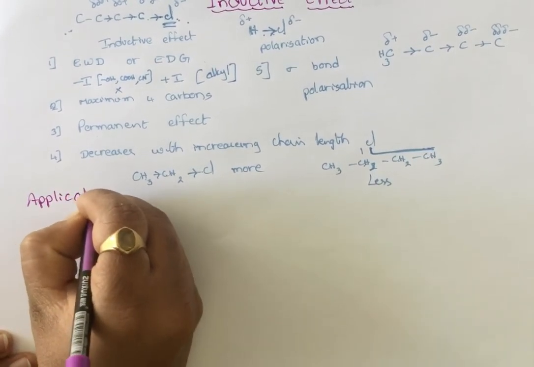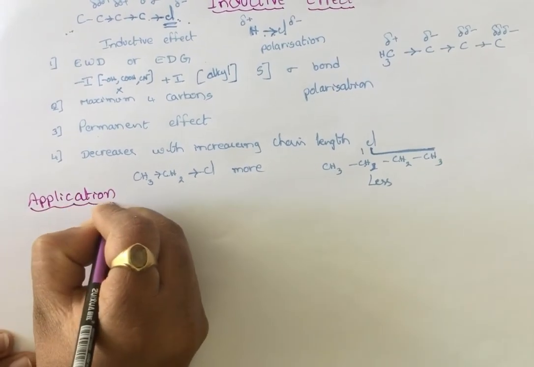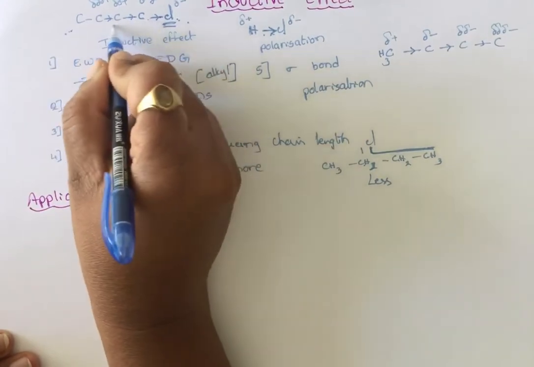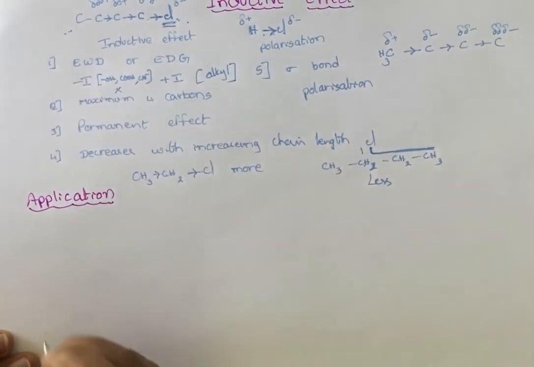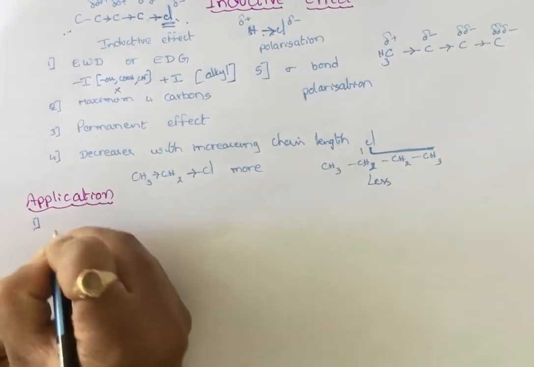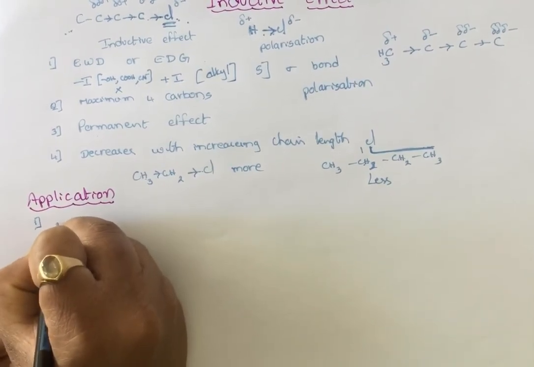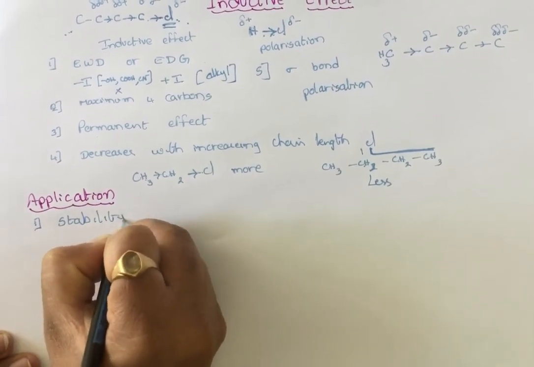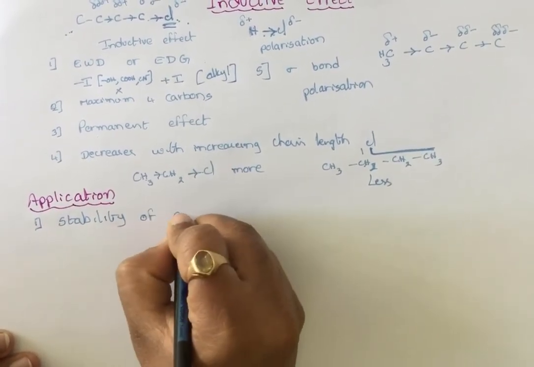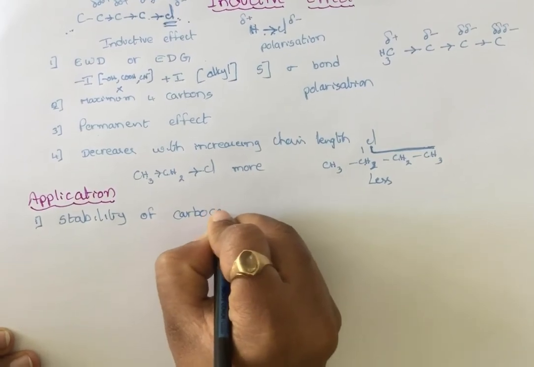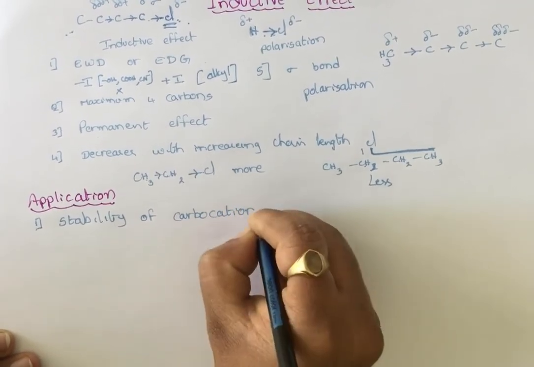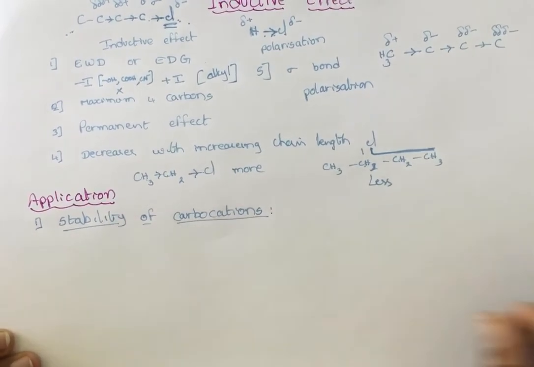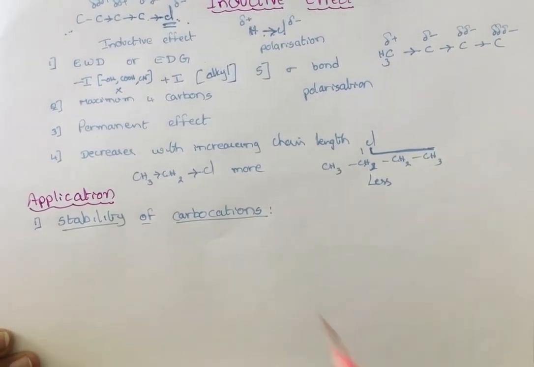Application part, let us see. This is a general discussion of how an inductive effect will operate in a chain of molecules. First thing, I am going to explain how we can explain the stability of carbocations. Not only this, the stability of so many organic molecules can be explained based on the inductive effect. One example I am going to take here is the carbocation.